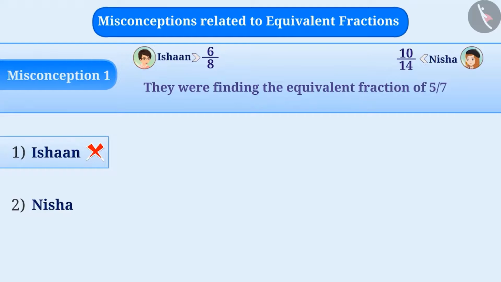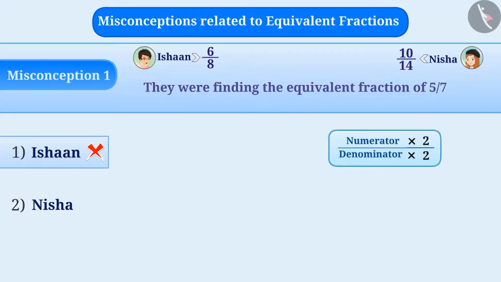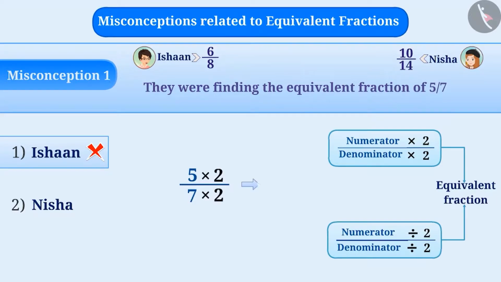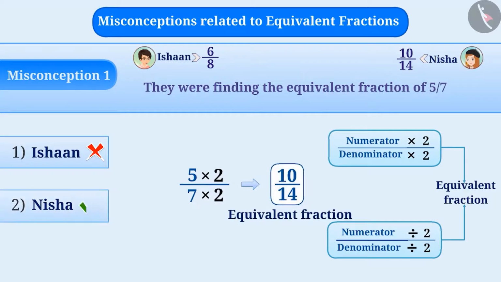The correct understanding is that whenever the numerator and denominator of a fraction are multiplied or divided by the same number, then we get its equivalent fraction. Here, Nisha has multiplied the numerator and the denominator of 5 by 7 with 2 and obtained the fraction 10 by 14. This is an equivalent fraction of 5 by 7. Therefore, option 2 is the correct answer.